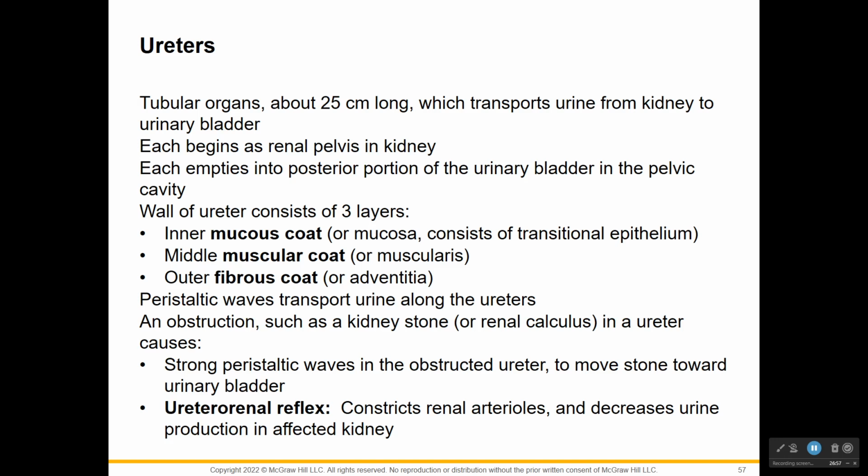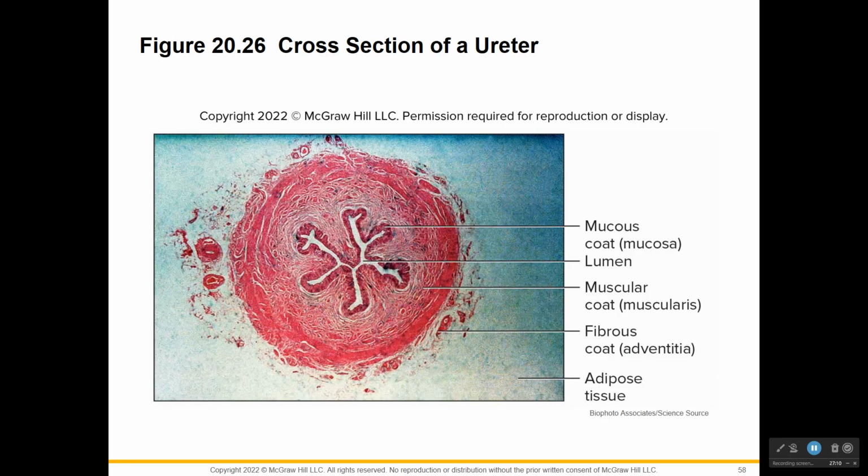And then you have the ureterorenal reflex. This is where your renal arteries get constricted, and this is going to decrease your urine production in your affected kidney and cause more problems. Here's a cross section of the ureter where you can see the mucus, the muscular, and then the fibrous coat, and it's all surrounded by adipose tissue.